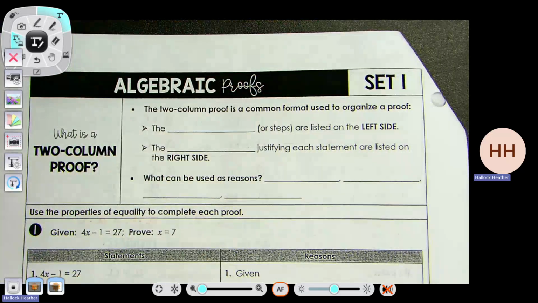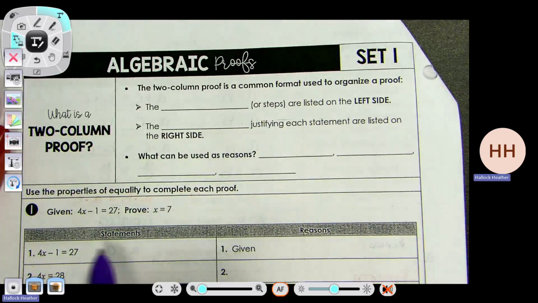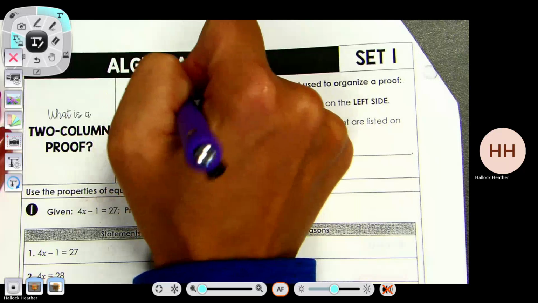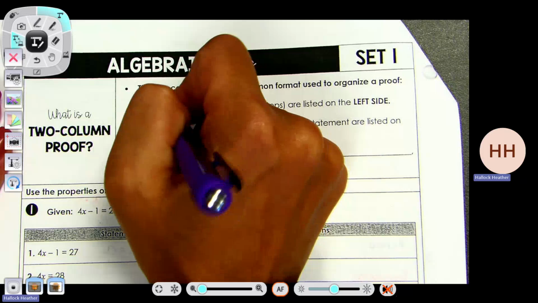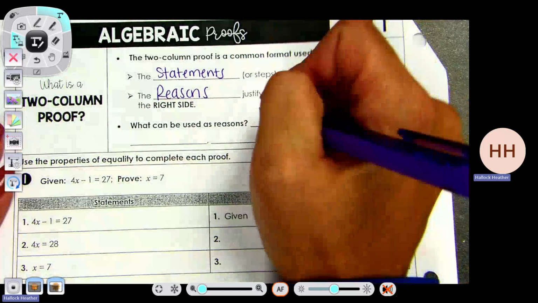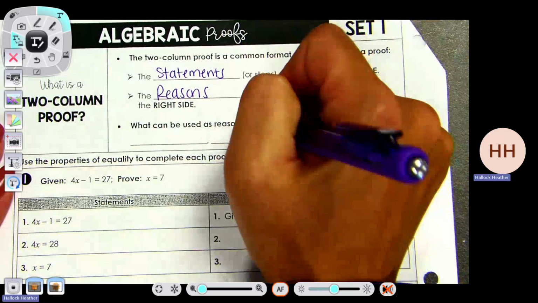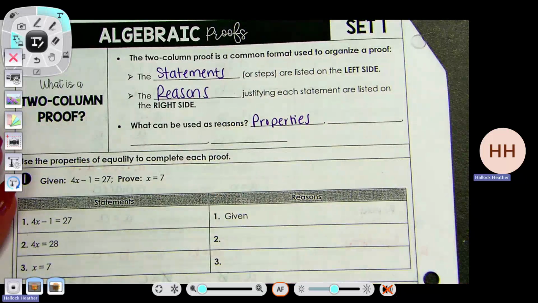If you look at your problems, they're like 2 sides. The left side of a proof is always the statements. The right side is always your justifications. They are your reasons you're doing something. So these are your reasons. There are 4 different things that you can use for a reason. For today, what we're using is properties. So we're going to say properties. Because everything we've done today is literally properties of equality, like addition, subtraction, multiplication, division, property of equality.